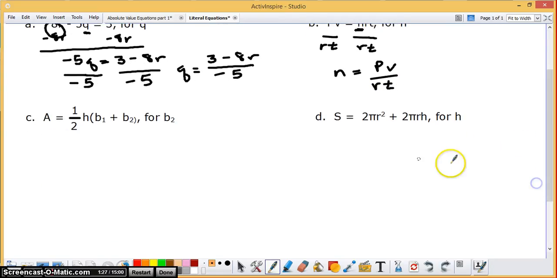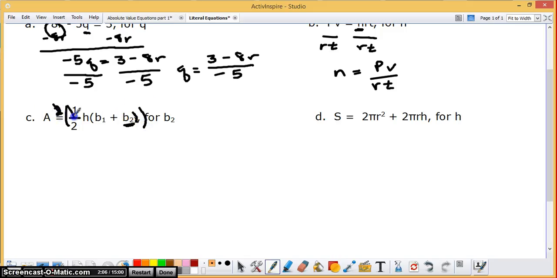Alright, next one's a little bit more difficult. Area is equal to 1/2 times h times the sum of base 1 and base 2. This is the area formula for a trapezoid. We want to solve for base 2. So in this case, we want to think about what's happening to base 2, like we did with everything else. We're adding base 1, then we're multiplying by the height, then we're taking half of that entire thing, or multiplying by half. To get rid of the half, we want to multiply by 2.